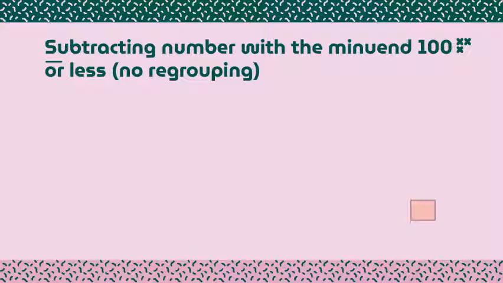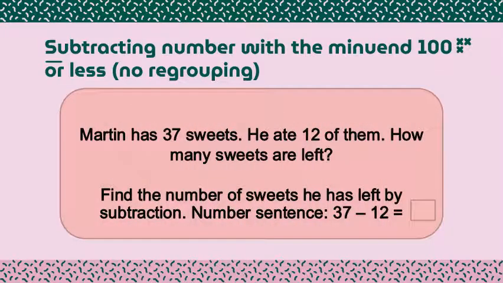For example, Martin has 37 sweets. He ate 12 of them. How many sweets are left? Find the number of sweets he has left by subtraction. This is the number sentence: 37 minus 12 equals blank. Let's find the difference.